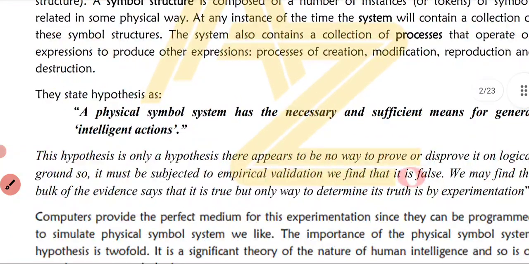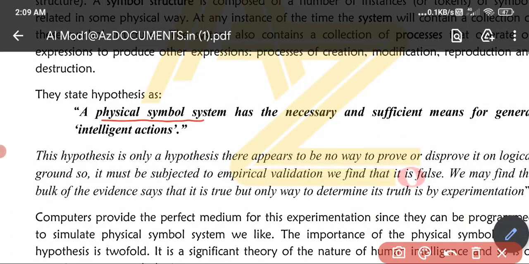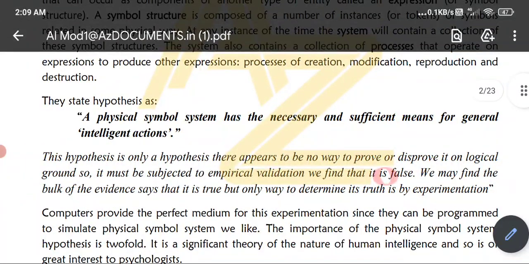What this hypothesis says is that a physical symbol system has the necessary and sufficient means for general intelligent action. I will repeat: a physical symbol system has the necessary and sufficient means for general intelligent action. It says that the physical symbol system we have defined is enough, or sufficient, for training an intelligent action. In order to train the machine, this is enough as per this hypothesis. So this is about this hypothesis. Let's move on to the next concept.